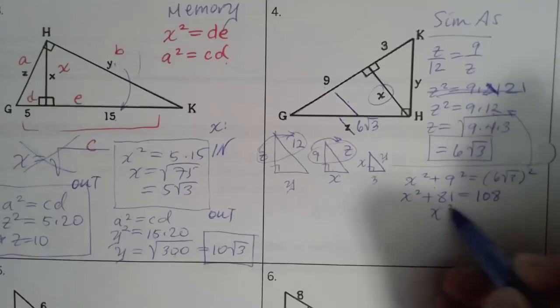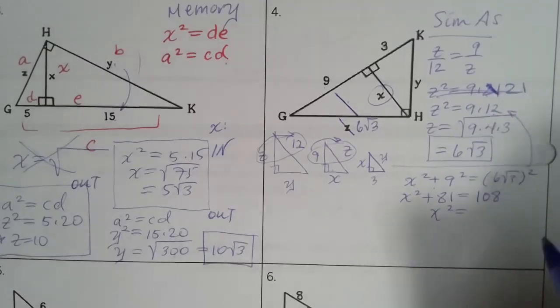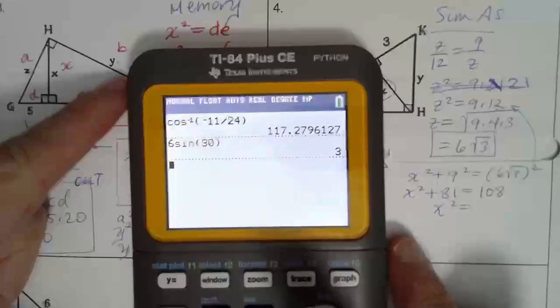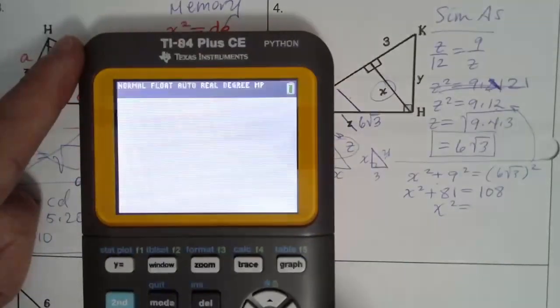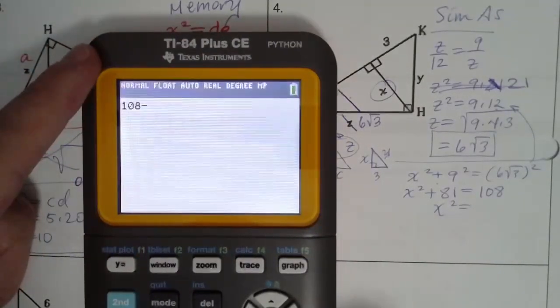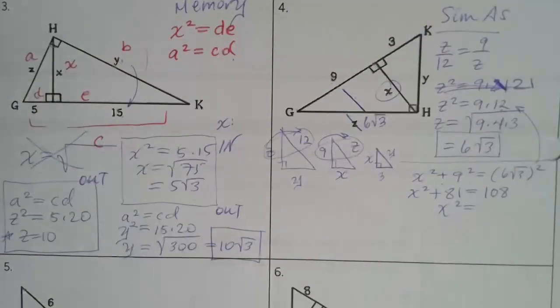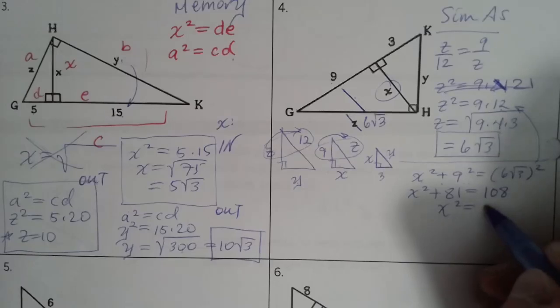And then here we'll have x squared equals, and we'll subtract 81 from both sides. I don't know why this is becoming so hard for me today. I'm tired, I guess. My mental math is failing me. Let's see here. That's what the old calculator's for anyways, right? 27. How lovely. Okay, so here we get 27.